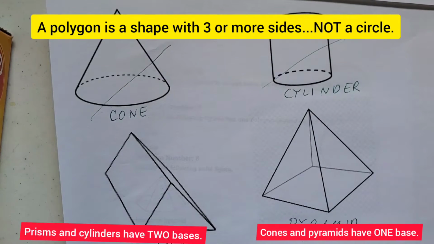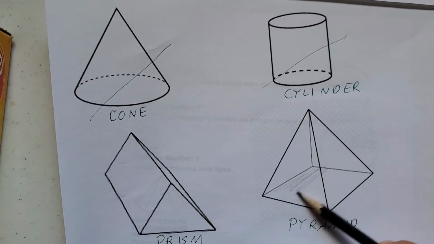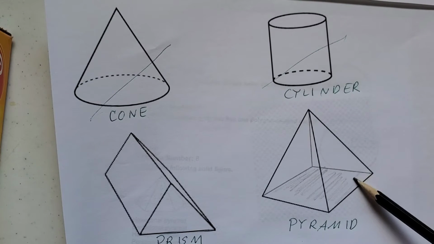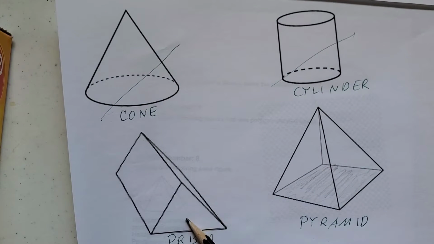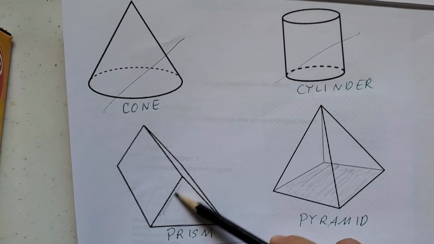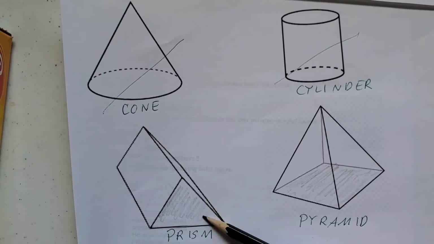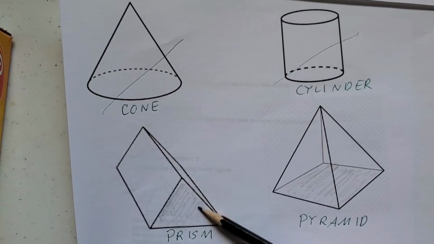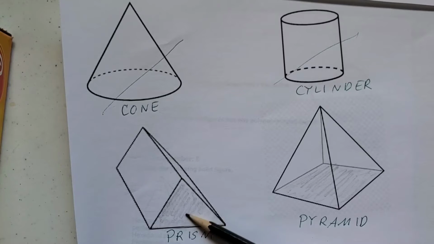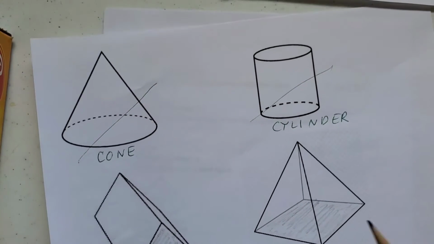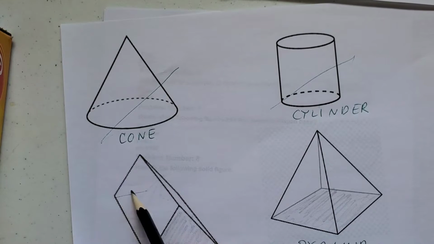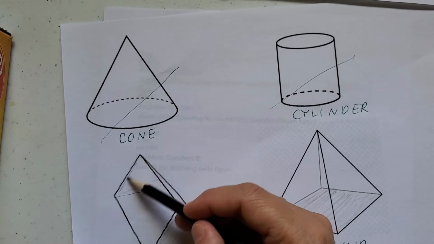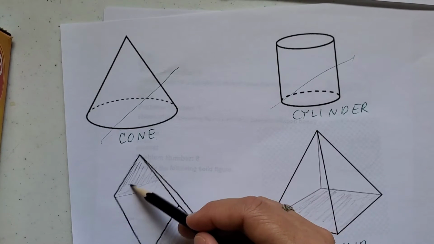This is the base. This square right here is the base of this shape. A square is a polygon, yes. And then over here, this triangle is the base of this shape. Triangles are polygons. And then there's another base over here. I should have went like that, I guess. Prisms have 2 bases, okay.